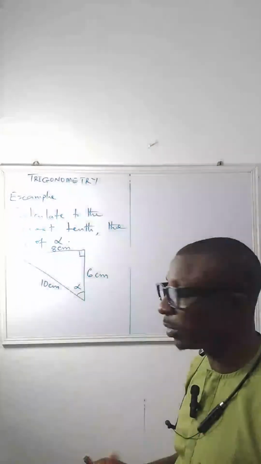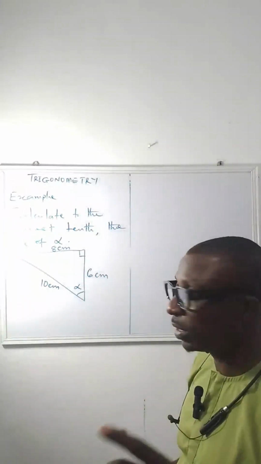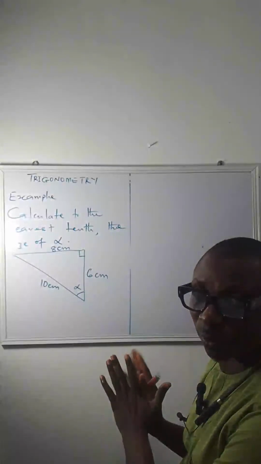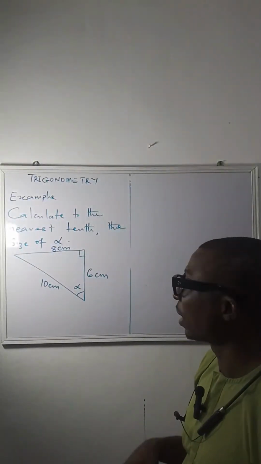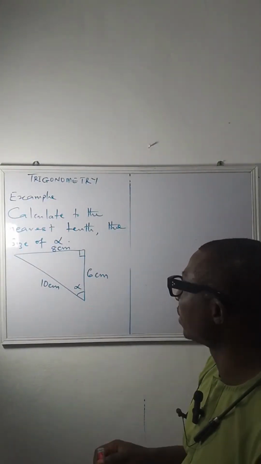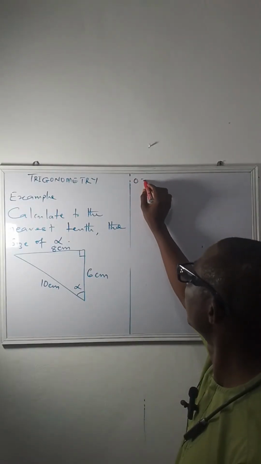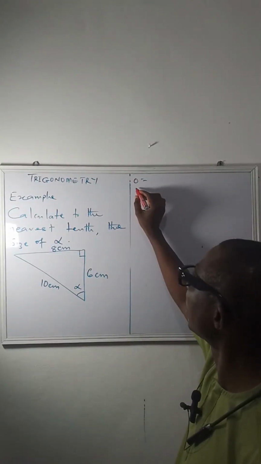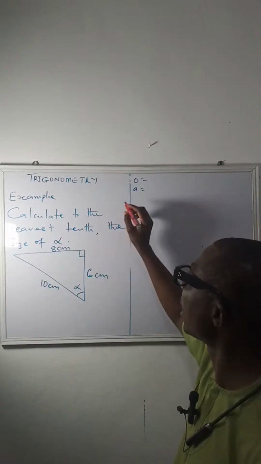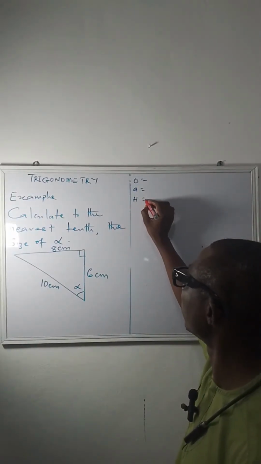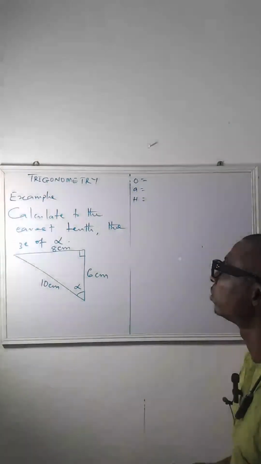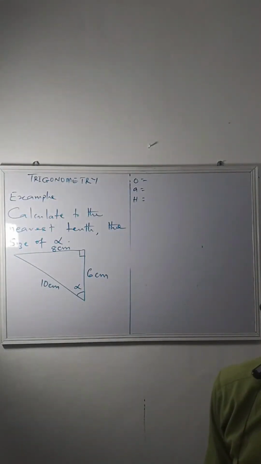I need you to tell me, drop it in the comment section before I solve this problem for you. Can you tell me the side that is opposite, the side that is adjacent, and the side that is hypotenuse in the figure we have there?